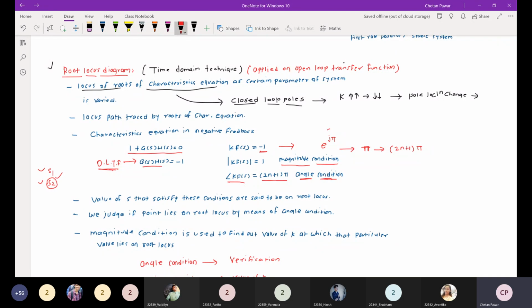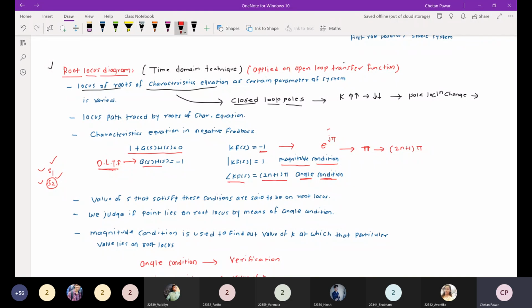Okay, so for example, in a problem they may ask to find out whether this particular S1 lies on the root locus or not. You can just use the angle condition. You can put S1 in the open loop transfer function and check the angle of S1. If the angle of S1 is an odd multiple of 180, you can say that this particular value of S is lying on the root locus. So values of S that satisfy these conditions are said to be on the root locus.